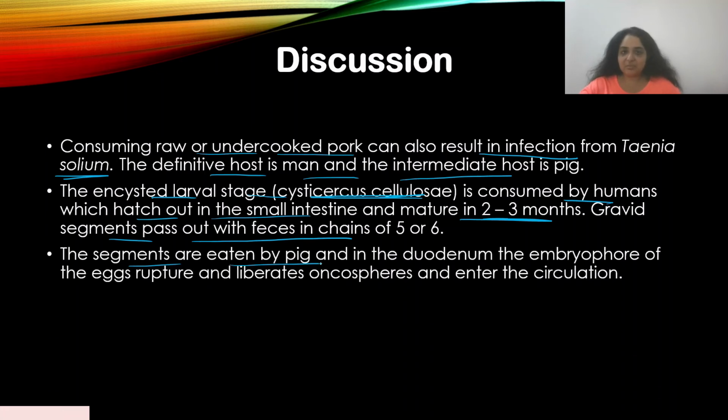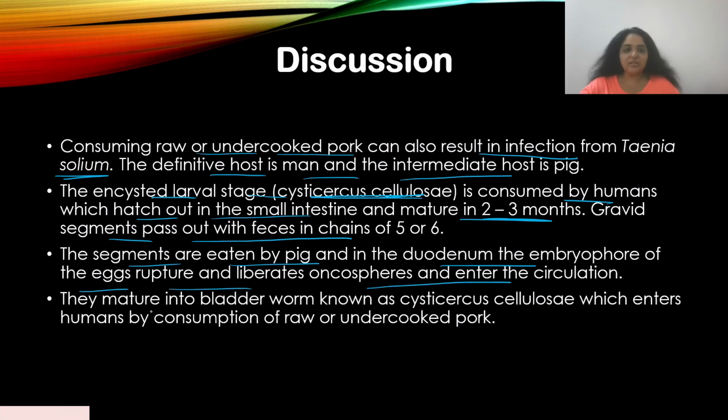The segments are eaten by pig, and in the duodenum, the embryo of the eggs ruptures and liberates oncospheres and enters the circulation. They mature into bladder worm known as Cysticercus cellulosae, which enters humans by consumption of raw or undercooked pork. So it remains in the pig, and if you eat the pig, if it is not cooked properly and it is raw, you can consume that into your body, into your system.